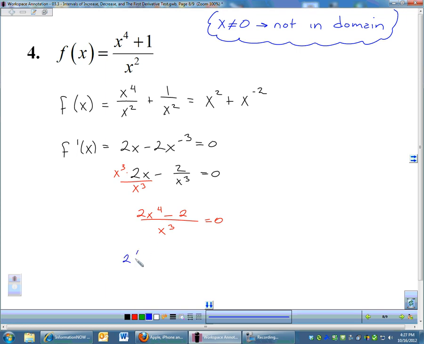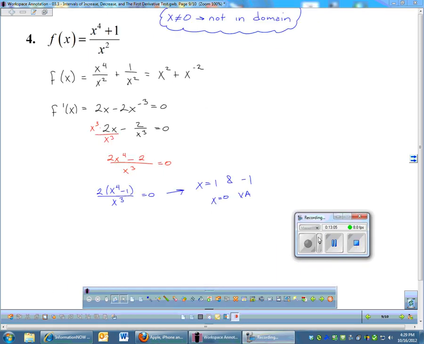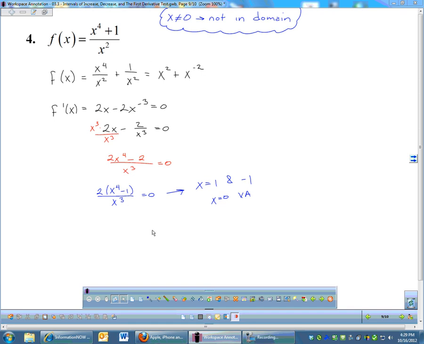Right? And then I'm going to set my numerator equal to 0. So I'll factor out a 2. I have x to the 4th minus 1, and that is going to equal 0 at x equals 1 and -1. And 0 is still a vertical asymptote. That's an interesting point. So I'm aware of 0. It's not a critical number, but it's still something you want to be aware of in this problem. All right, so I shrunk that up to give me a little bit more room to work. On my number line, I'm going to plot the points.